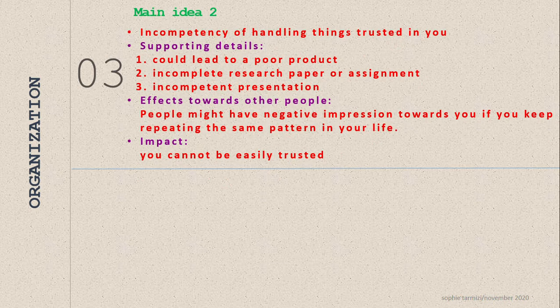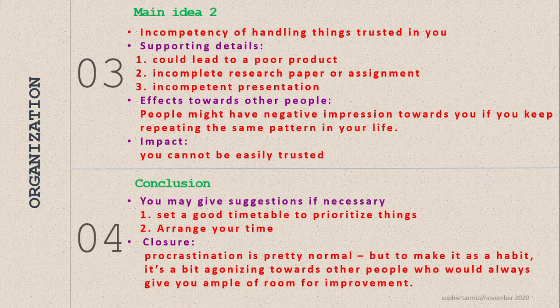And we are going to look at the second one, the main idea number two: the incompetency of handling things trusted in you could lead to a poor product, incomplete research paper or assignment, incompetent presentation. So the effects towards other people, because our focus is effects towards other people. People might have negative impression towards you if you keep repeating the same pattern in your life. And then the impact is you cannot be easily trusted.